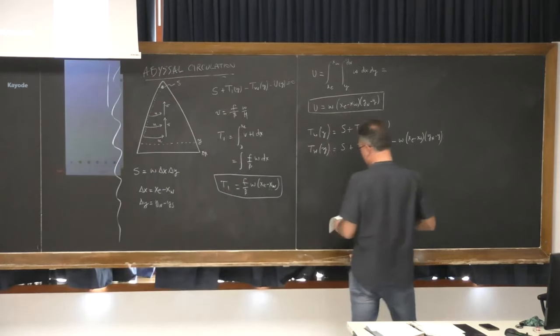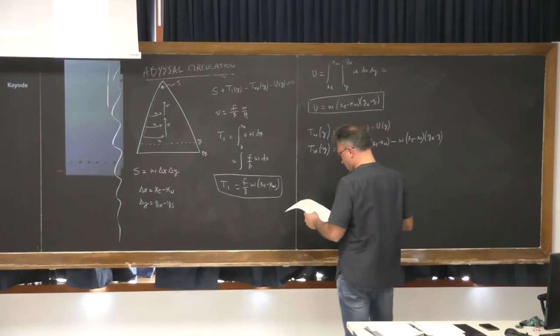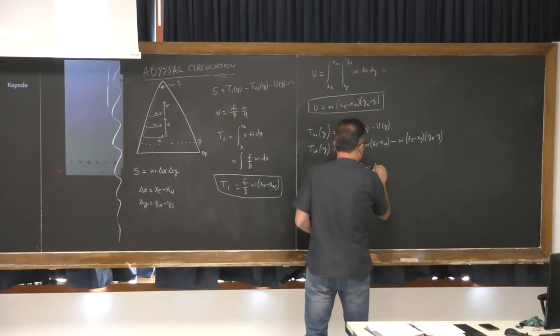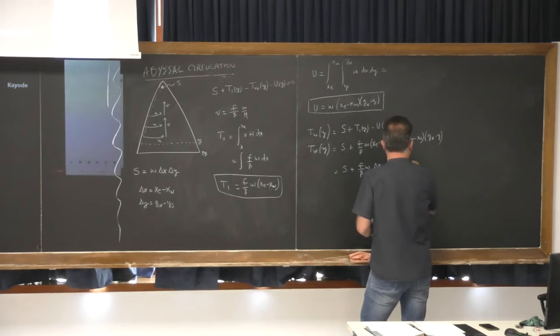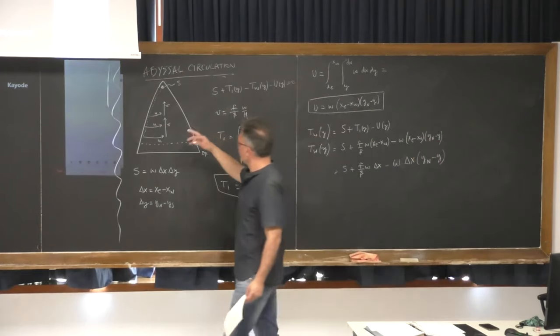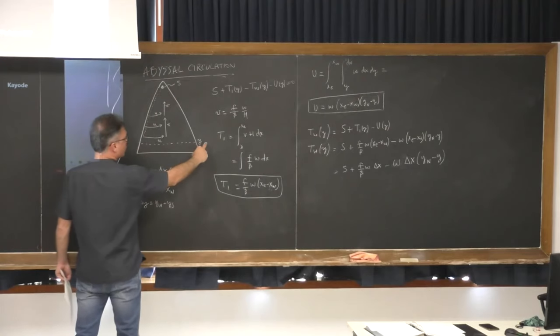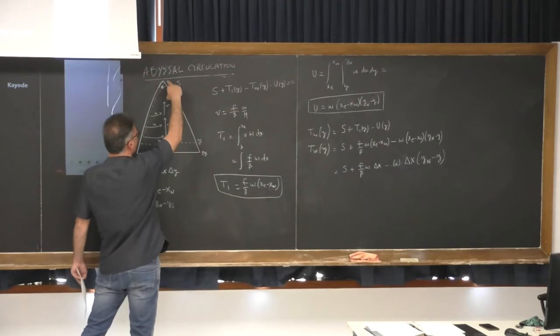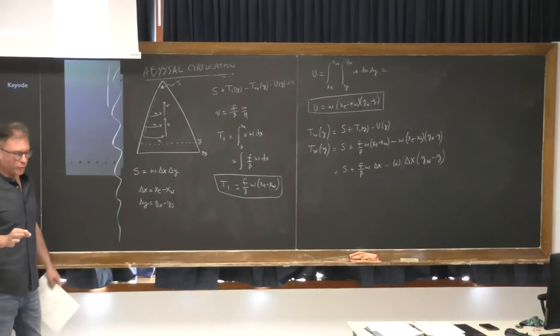So the strength of the western boundary transport I can write as S plus beta times the integral over x, minus W times x east minus x west times y north minus y. Because I'm looking at this mass balance at some latitude y, I can put this latitude y where I want. I can put it at y south, or I could put it here. Just trying to make this as general as possible.